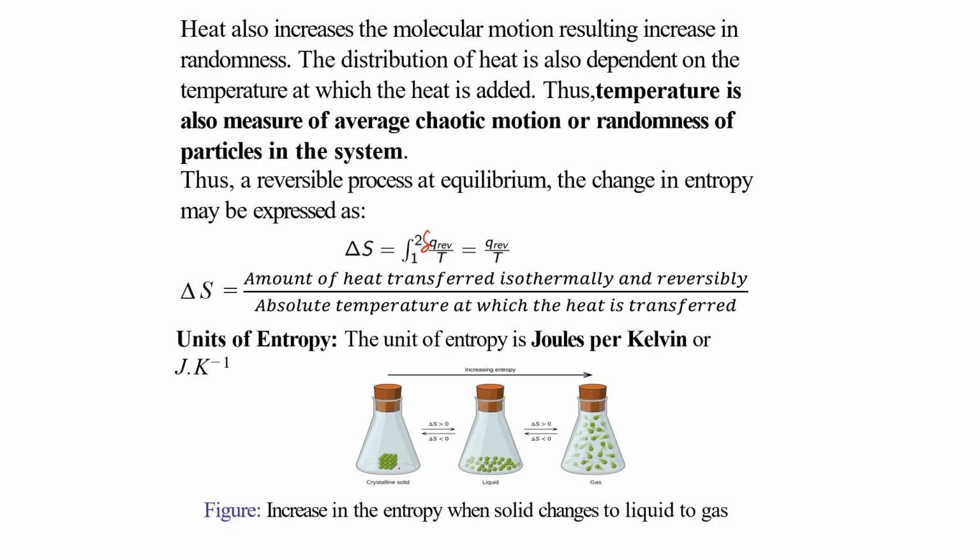Now you can see that this is a crystalline solid. If we give heat, we get the liquid state, and if we further heat up the system, we get the gaseous state. So from this state to this state we are giving heat, it forms liquid, so randomness increases, so delta S is positive in this direction and delta S is negative in this direction. Similarly, if we heat up liquid, we get gas, so delta S is positive in this direction and delta S is negative in this direction.